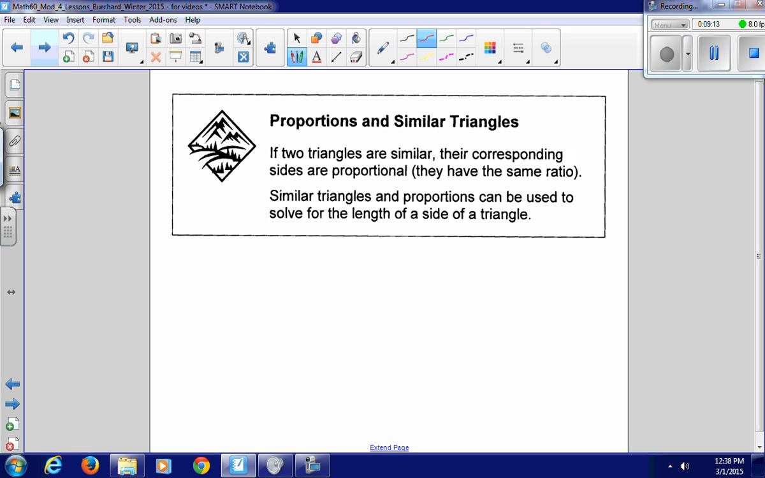So now we're going to talk about using proportions to solve similar triangle problems. So remember we said before that if 2 triangles are similar, they have corresponding sides. And so those corresponding sides are proportional. And that means they have the same ratio. And that's what we're going to use in this next problem. So similar triangles and proportions can be used to solve for the length of the side of a triangle in a similar triangle problem.